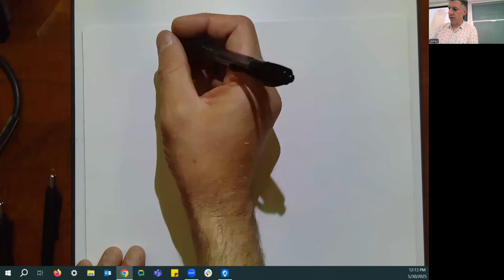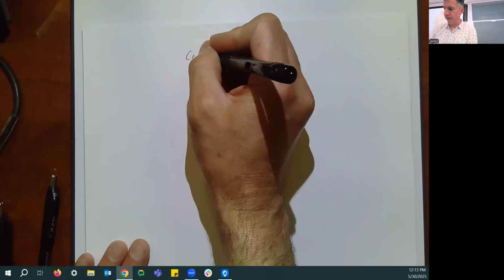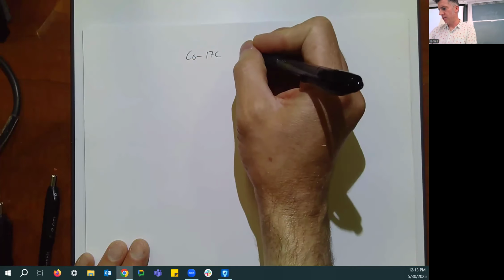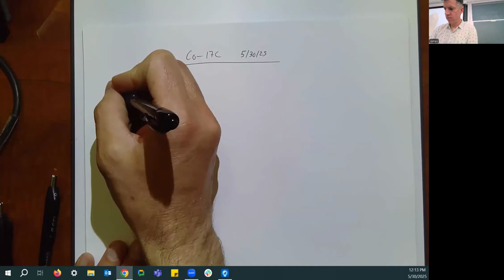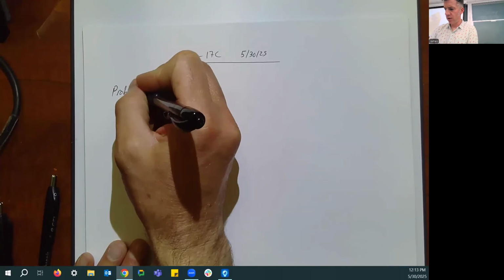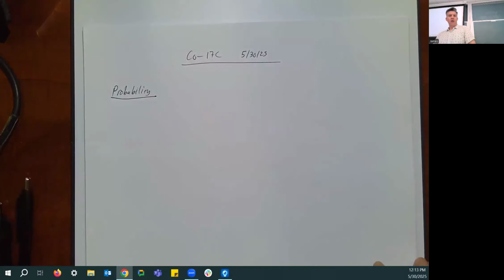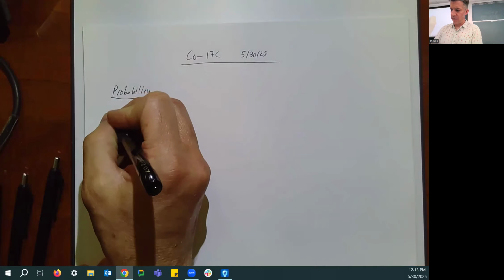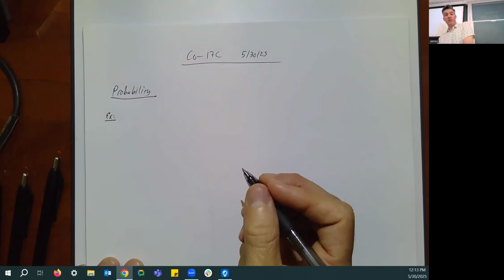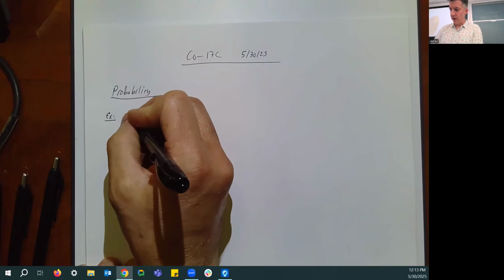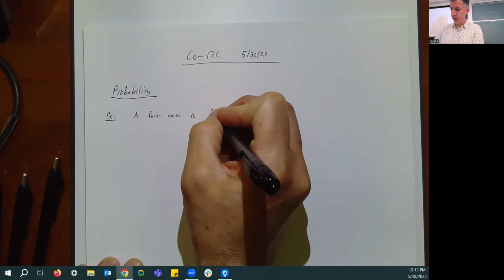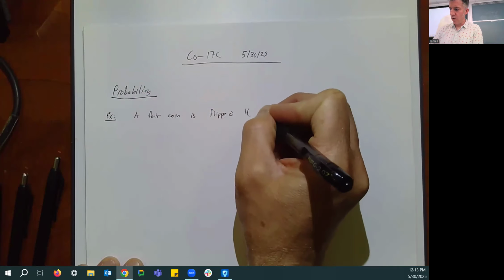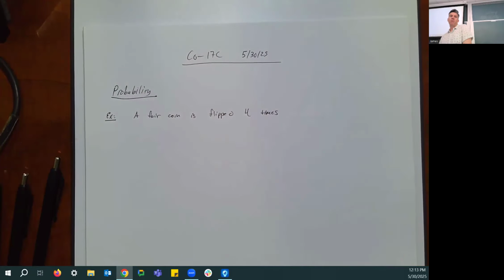All right, so let's look at some probability stuff. We'll start with a couple of examples. So let's look at this example. I think we maybe talked about this example before, but we didn't quite talk about the probability stuff. We're going to say a fair coin is flipped 4 times, or alternatively, you flip 4 coins.